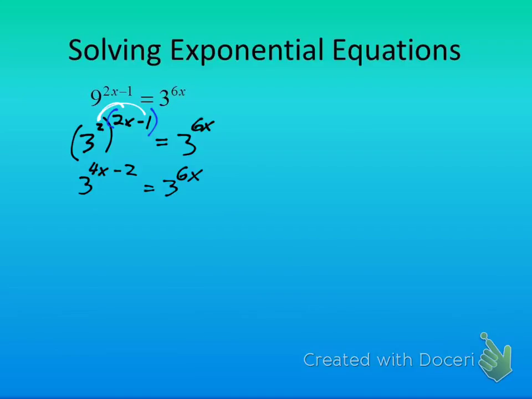All right. Everybody good with that? Slow down. Easy. Everybody good with that step? If you have a binomial up in that second exponent, you distribute it. Everybody good? You got bases of 3s, so now you can set your exponents equal. So 4x minus 2 from the left equals 6x from the right.